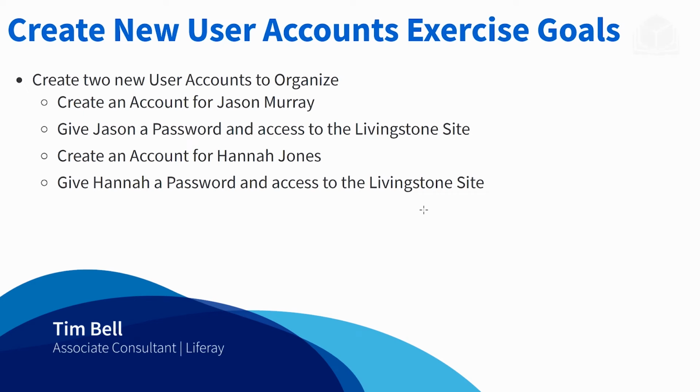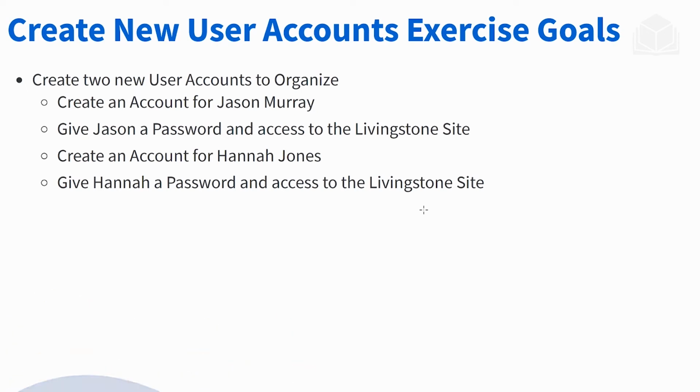This is the first exercise in Module 2. We'll be taking a look at creating user accounts. This is going to be fairly basic. We're going to create two accounts for Jason Murray and Hannah Jones and give them both access to the Livingston site that we created in Module 1. This site was created when we imported the Liferay archive file. You didn't have to create it manually yourself. It was done for you as part of that import process.